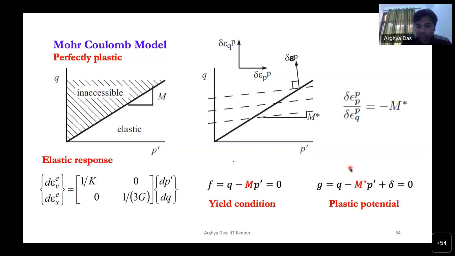Now, quickly, what are the different parameters? We need basically four parameters to model all these things. Four parameters means two elastic parameters, K and G, and two plasticity-related parameters. One is M, another is this M star.